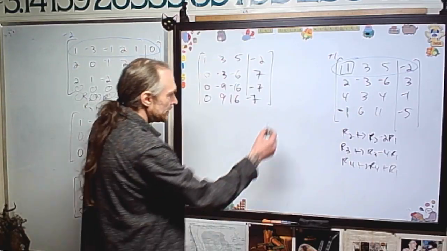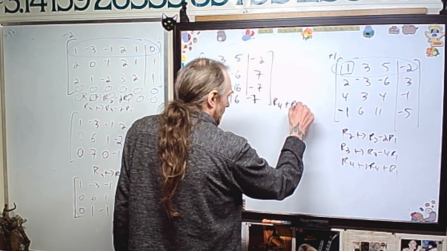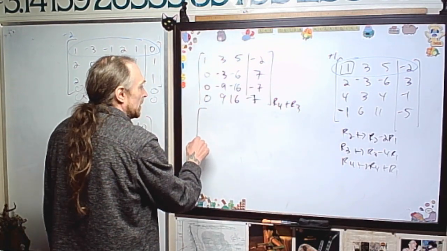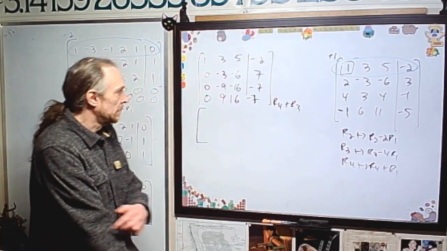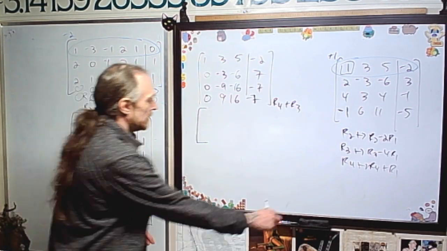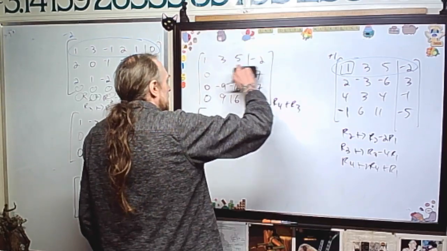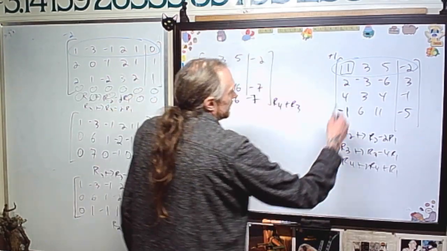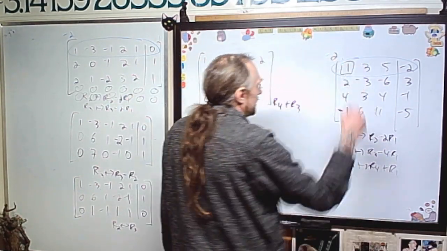We're going to do row 4 plus row 3. Can we backtrack just for a quick second? I think double check row 2. Row 2 minus 2 row 1. Is this wrong too? I apologize if I am mistaken on this one.